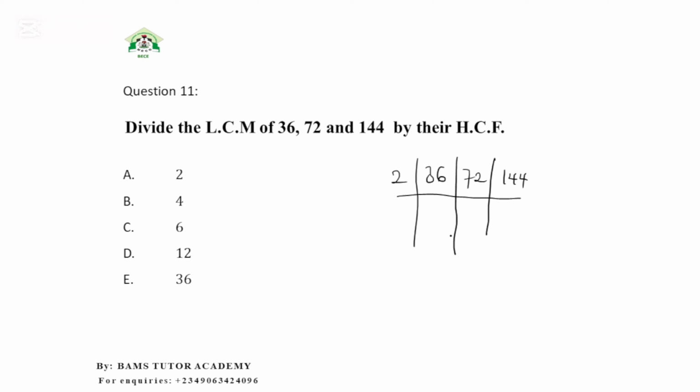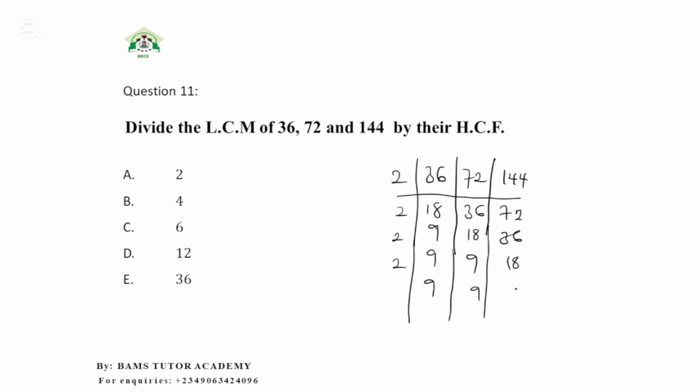So I'm just trying to break it down so it can be easy enough to understand. So 2 here is 18, 2 here is 36, 2 here is 72, 2 here is 9, 2 here is 18, 2 here is 36, 2 here is 9, 2 here is 9, 2 here is 18, and 2 here is 9, 9, 9. Let's just use 9 so we won't waste time. So the LCM of this is multiplying the whole of these together.